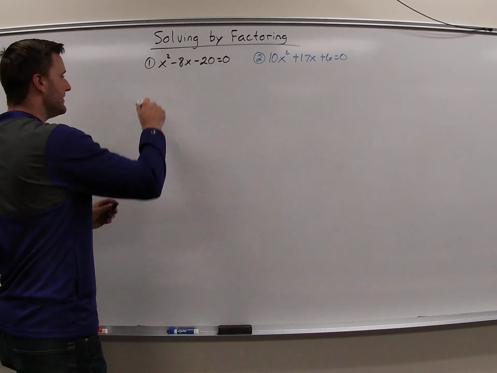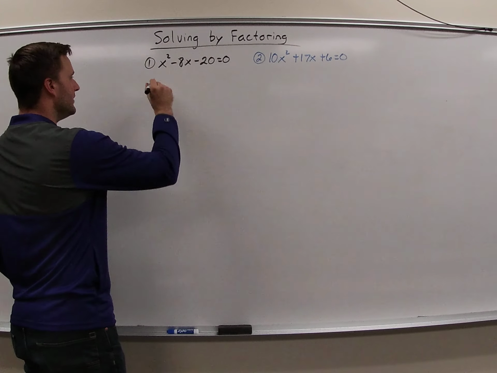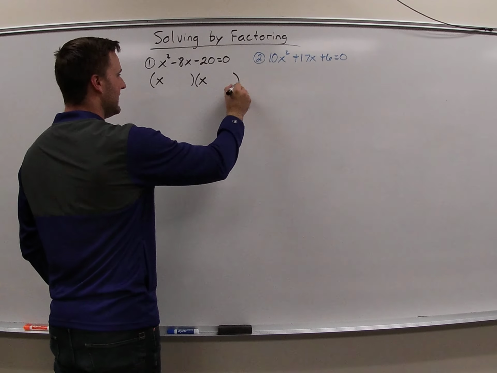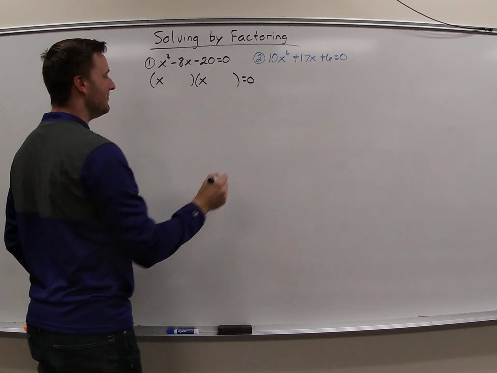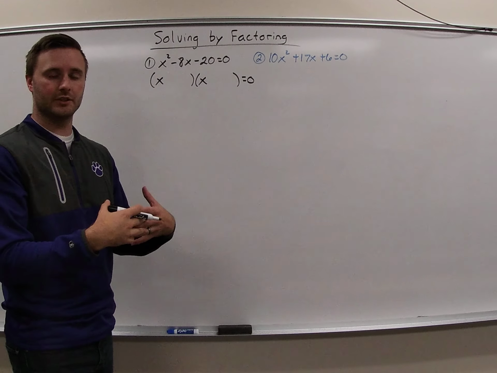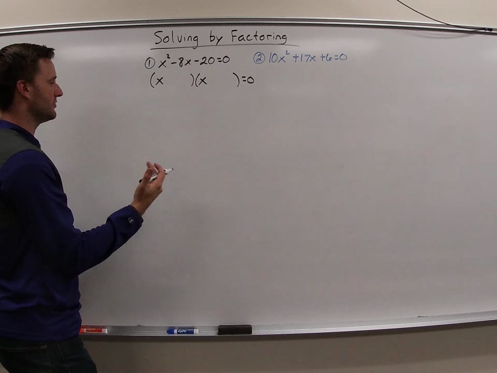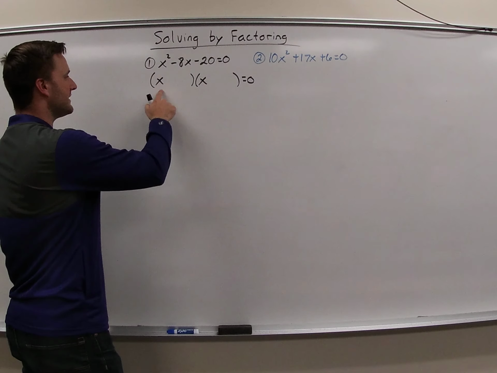Now here we have a is equal to 1, so this one is not too bad. We're going to set up our two sets of parentheses. X times x gets me x squared. Remember, technically, factoring is undoing the distributive property. So we're factoring in order to undo the distributive property.